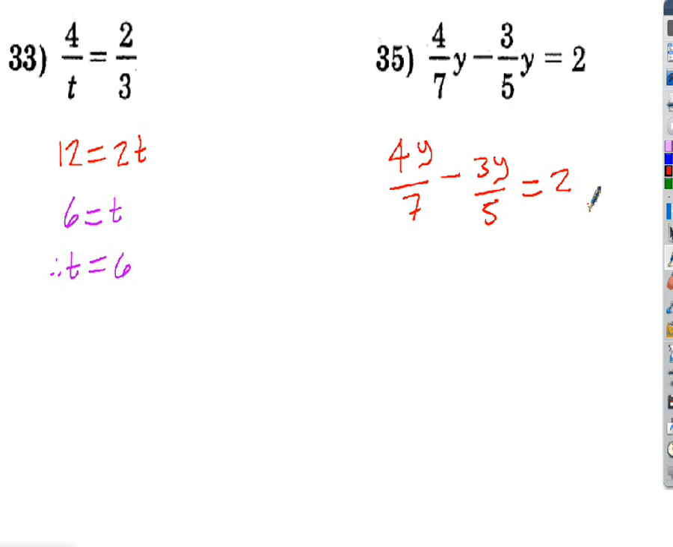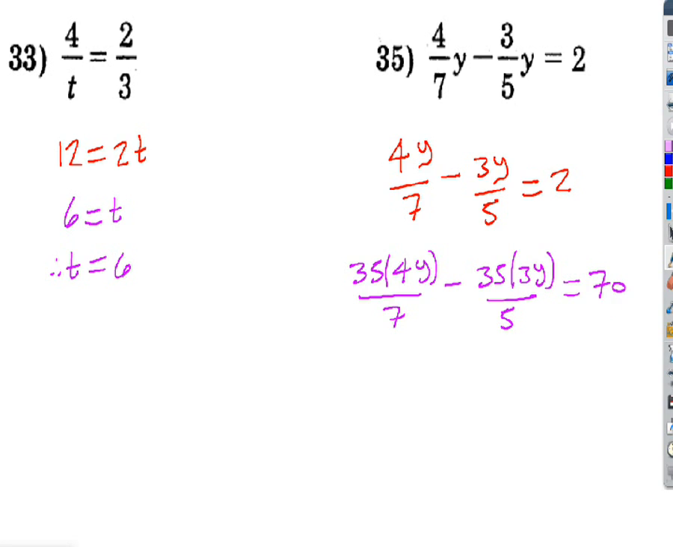What I think I would do here is multiply throughout by 35. 7 and 5 divide completely into 35, the lowest common multiple here, and that will remove the fractions. So multiplying both sides by 35, I will get 35 multiplied by 4y in the bracket divided by 7. Multiplying the next term by 35, that's 35 multiplied by 3y in the bracket divided by 5. And don't forget, I must multiply the right hand side by 35, so that becomes 70.